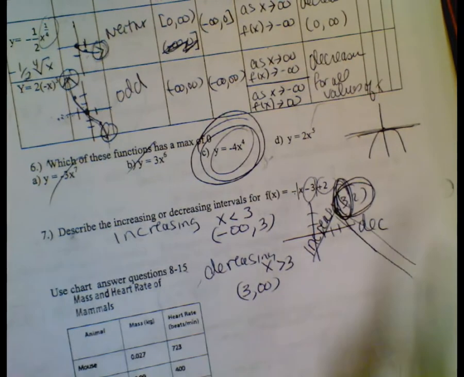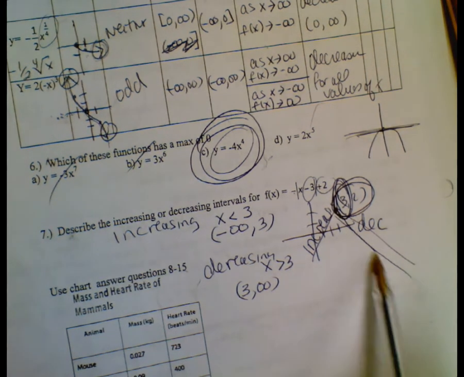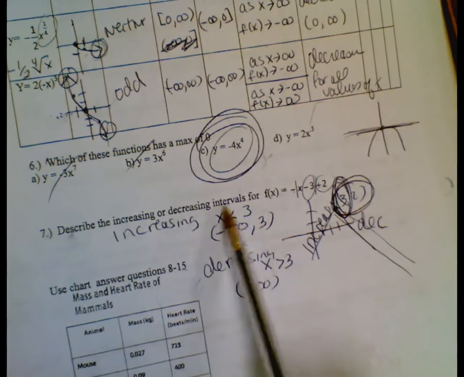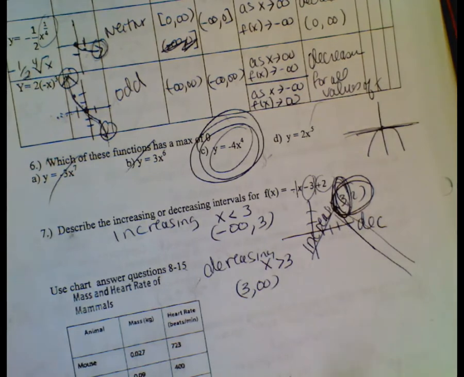You do not use the y-coordinate when describing increasing, decreasing. Even though you're talking about the y's going up, and then the y's going down, increasing, decreasing, you describe them using the x's, the x-coordinate of the vertex.